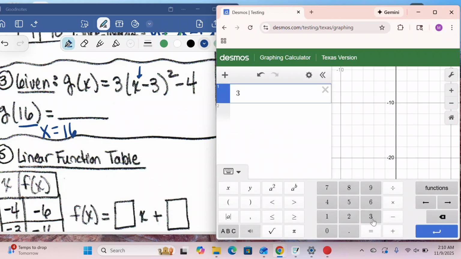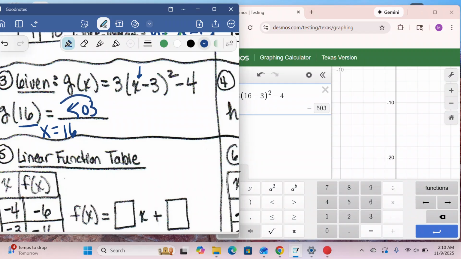So we're going to be doing 3, open parentheses. What is x? X is 16, so I'm going to go ahead and input 16 minus 3, quantity square. And once again, if I make an error, all I have to do is come in and input a 3. Quantity square, and I cannot forget my minus 4. And the answer, Desmos does it for us. The answer is 503. And that is my answer, without doing any work and with only understanding that g of 16 is my function.